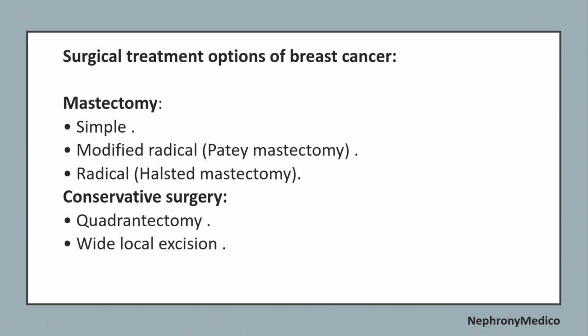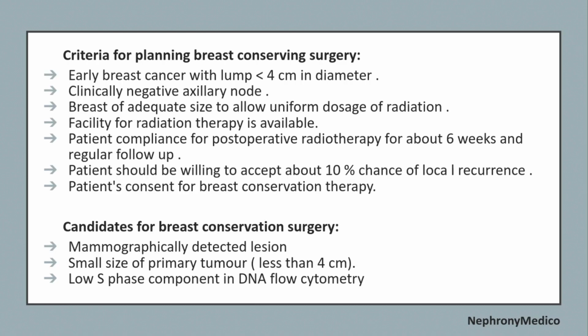Now, surgical treatment options for breast cancer include mastectomy, which is simple, modified radical known as Patey mastectomy, or radical, which is Halsted mastectomy, or conservative surgery like quadrantectomy or wide local excision. Now, criteria for planning breast conserving surgery: solitary breast cancer with a lump lesser than 4 cm, clinically negative axillary node, breast of adequate size to allow uniform doses of radiation, facility for radiation therapy available, patient compliance, patient willing to accept a 10% chance of local recurrence, and patient's consent for breast conservation therapy.